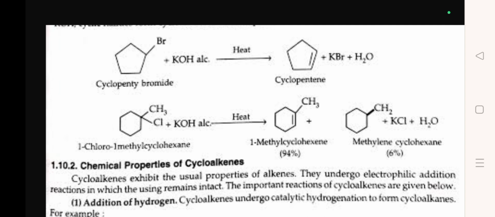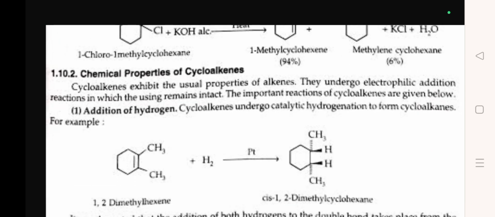Okay. Now we shall discuss the chemical properties of cycloalkenes. Cycloalkenes exhibit the usual properties of alkenes. They undergo electrophilic addition reactions in which the ring remains intact. The important reactions of cycloalkenes are given below. Addition of hydrogen: cycloalkenes undergo catalytic hydrogenation to form cycloalkanes.